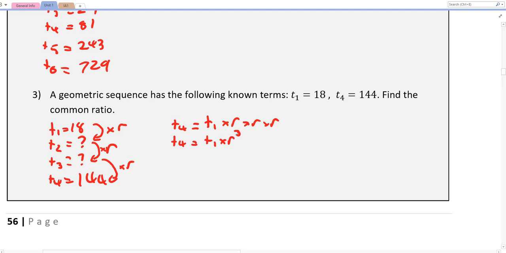Times r cubed. And then, of course, I actually know what T4 and T1 are. I've got 144 and 18. What would I do next, guys? Rearrange. What would I get rid of? How would I get rid of it? Divide 18. Divide. We don't have to square root. And I believe that is 8.